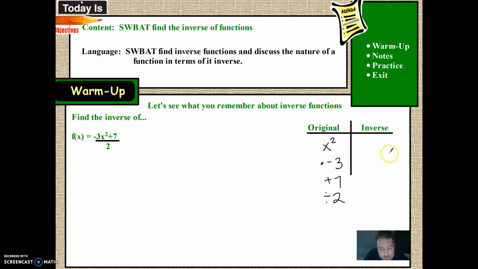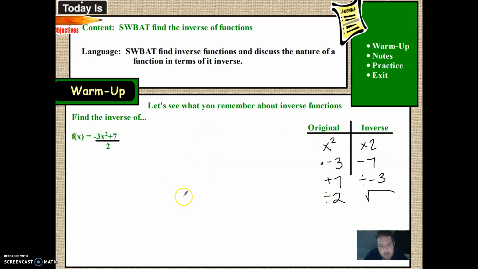In the inverse function, it's going to be the exact same steps, but the opposite steps, in the opposite order. So the inverse of divide by 2 would be times 2, and then minus 7, and then divide by negative 3, and then instead of squaring, it's going to be square root.